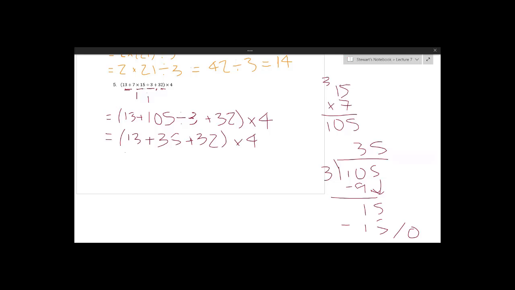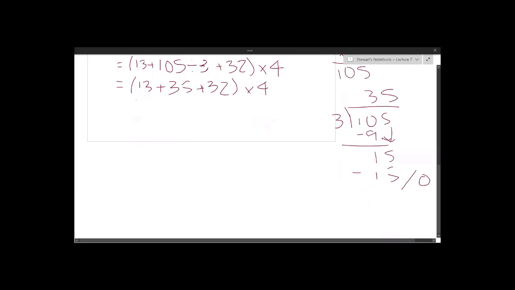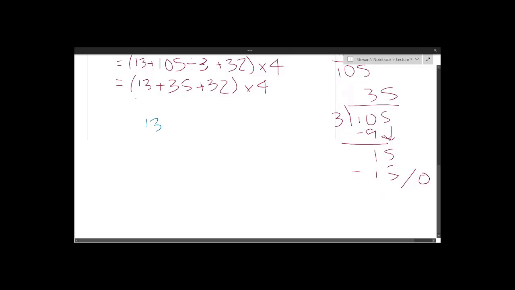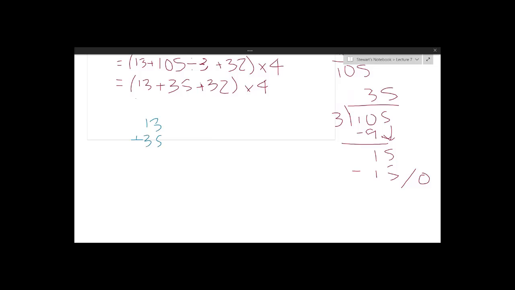So we still have to evaluate what's in parentheses, but we can just add all of these things together now because we just have addition left. So we just go left to right and add them all together. I'll demonstrate it here. So we have 13 plus 35 plus 32. If we evaluate down the ones column first, we have 3 plus 5, which is 8, plus 2 is 10, so we have to carry the 1. Then we have 1 plus 1, which is 2, plus 3, which is 5, plus another 3, which is 8.